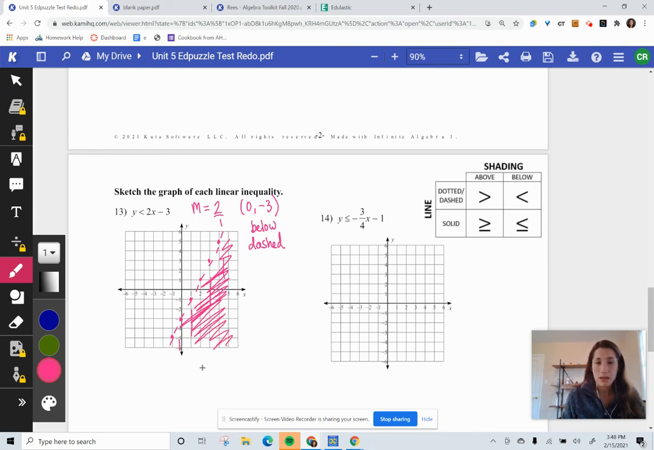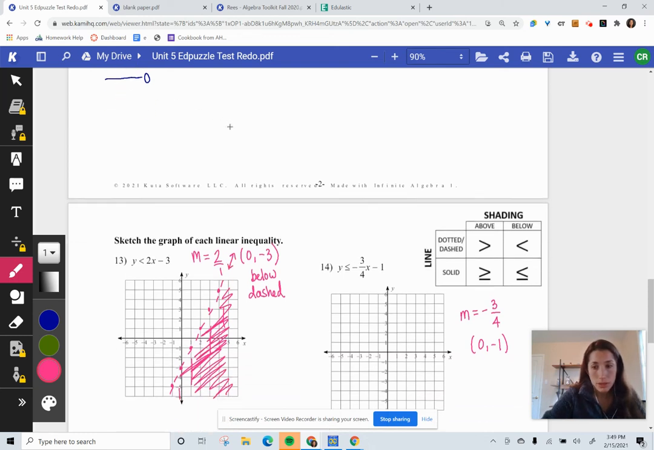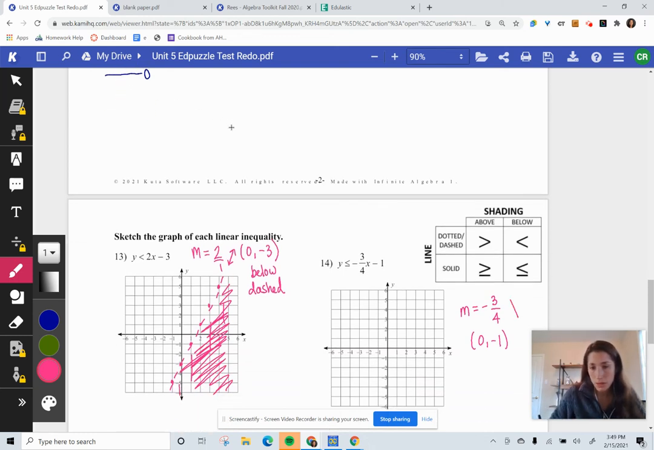So then this would be the shading for below the line. Okay. For the next graph, we've got our m equals -3 over 4. Our b value is -1, so we have a point at 0, -1. A reminder with our slopes: our slope here was positive, so that's why I knew this one was up to the right or down and left. And then negative, this is what our line will look like here.